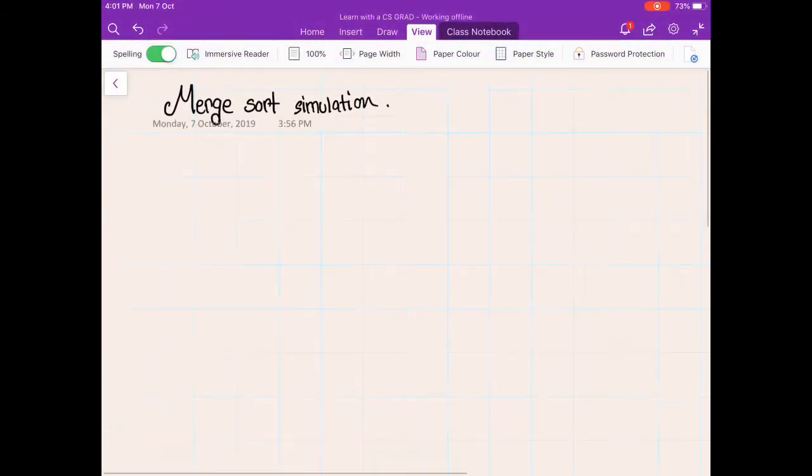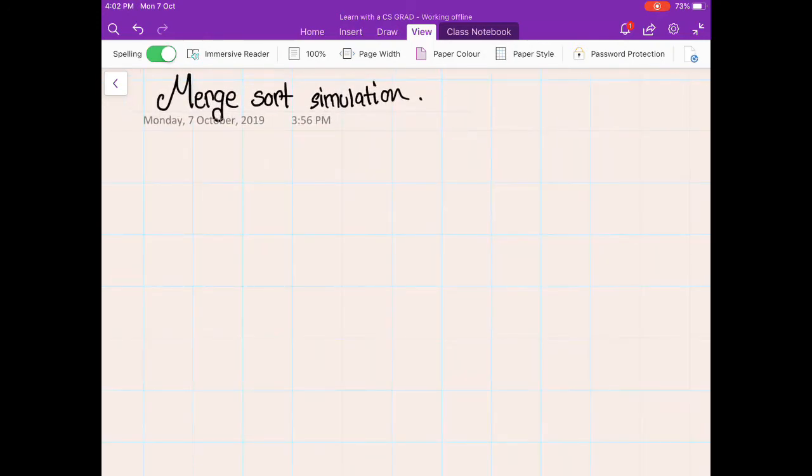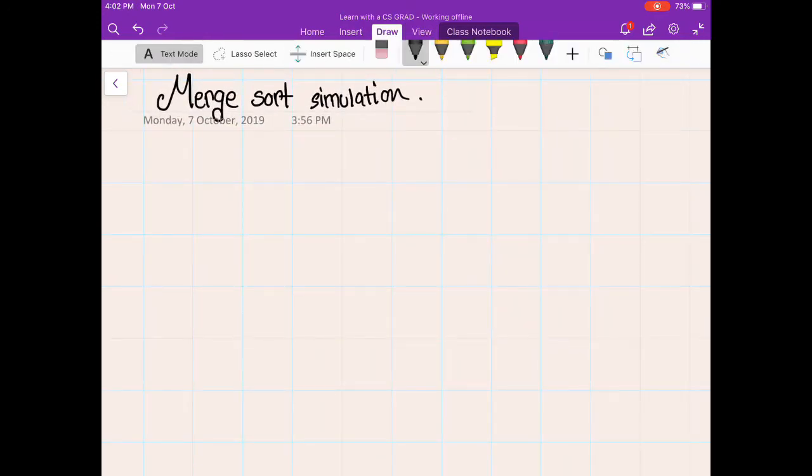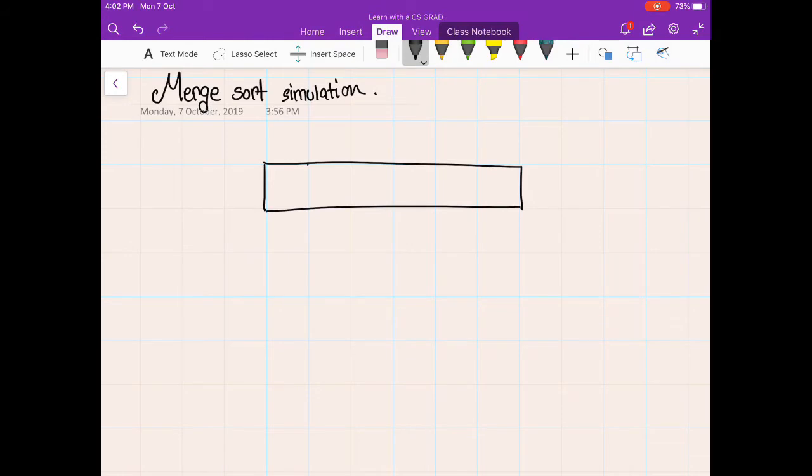So rather than looking at the algorithm, let's try to see how merge sort works, so you can have a better idea of how things work. You can look into the algorithm on the internet. GeeksforGeeks has the algorithm, so you can have a look there. Anyways, let's try to have an array that we would be sorting using merge sort.